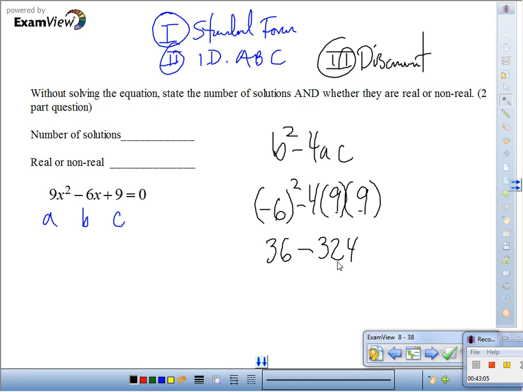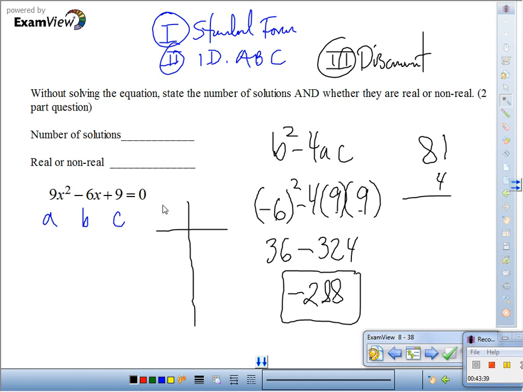Yes? 81 times 4. Yeah. Subtract, that gives us negative 288. Yes? Or 298? 288? All right. So, let's make a little table here so that we remember what are we looking at.